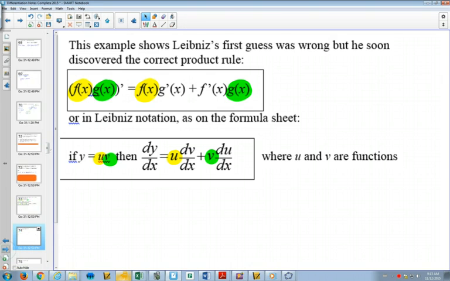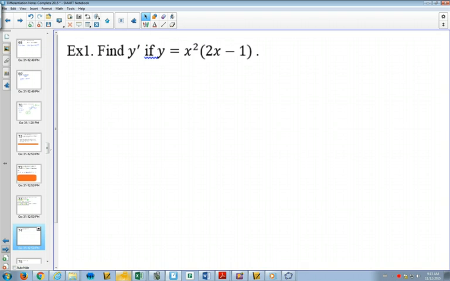And so here are the first of a couple questions. You can do all three of these ones.